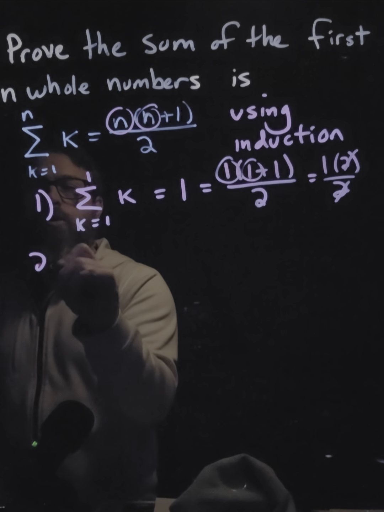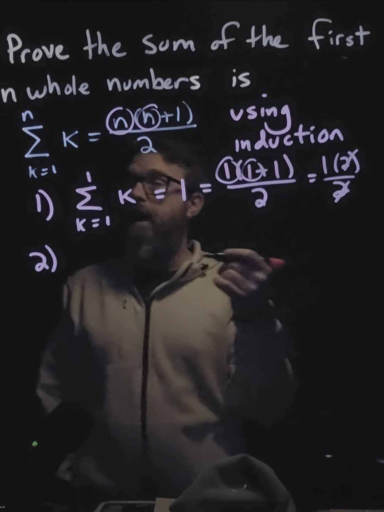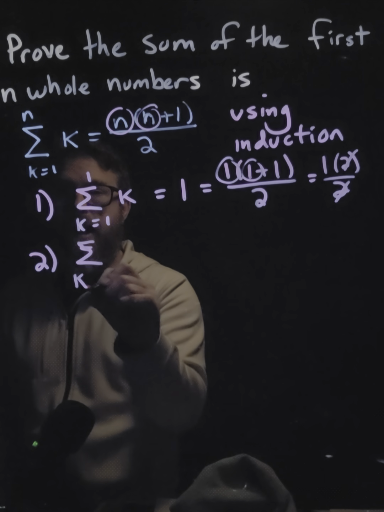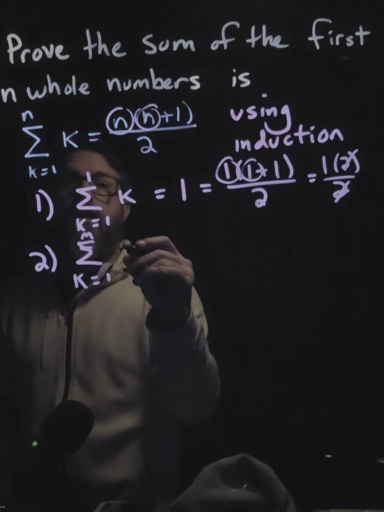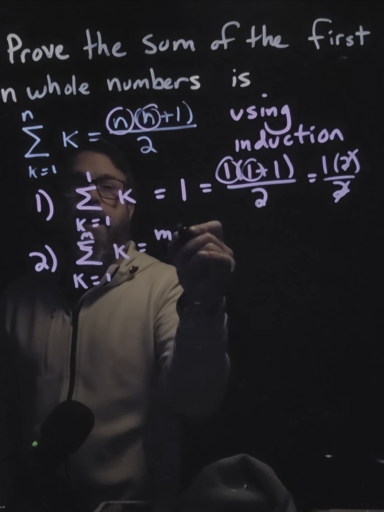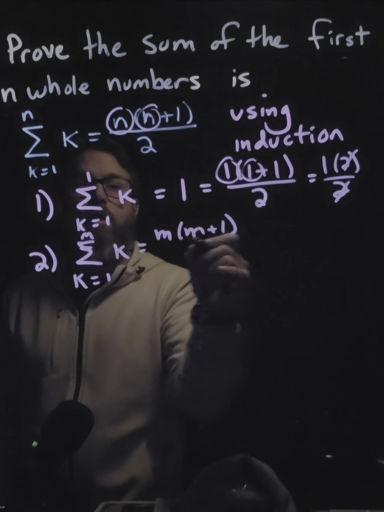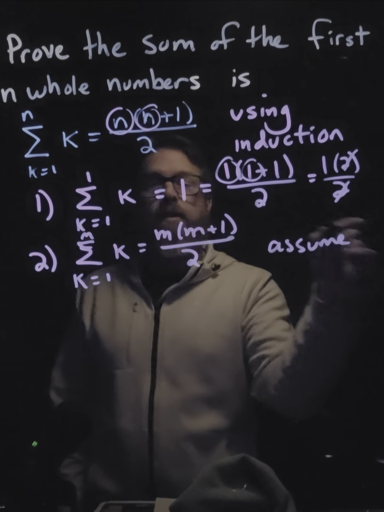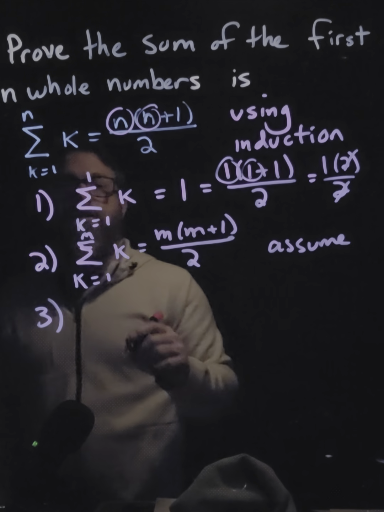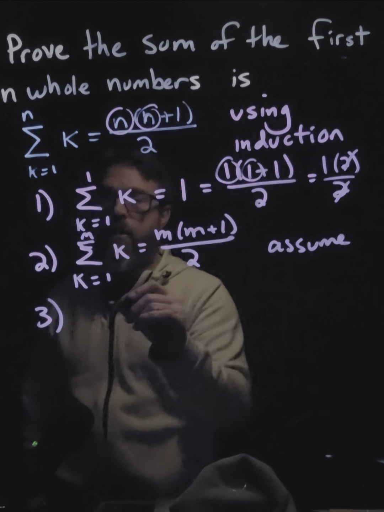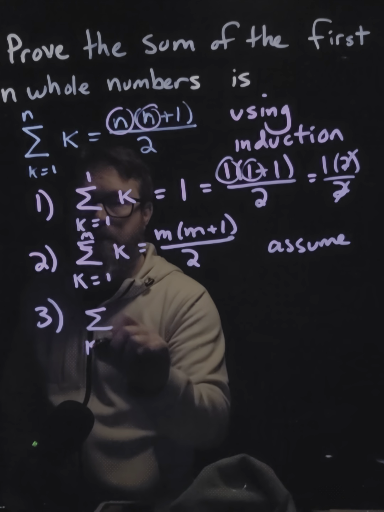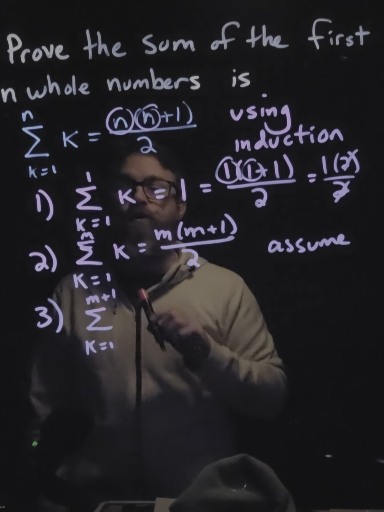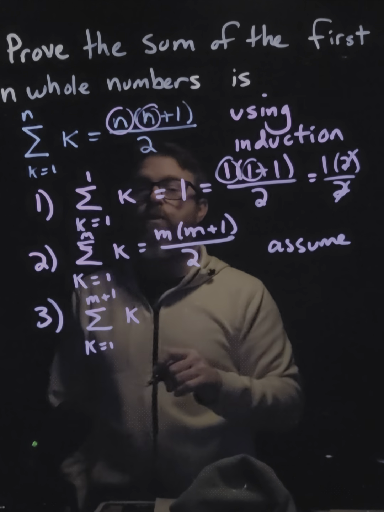Now two, I have to assume it for, say, some upper bound m. So the summation from k equals 1 to m of k is equal to m times m plus 1 all over 2. So this is what we're going to assume. Now the third step, if I can verify that this works for 1 bigger, the summation from k equals 1 to m plus 1 still follows this formula, then we have proved it.